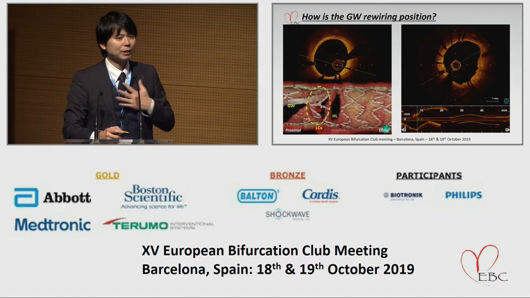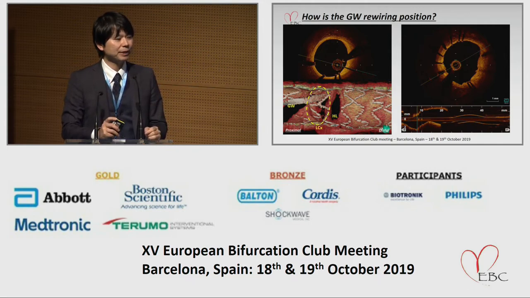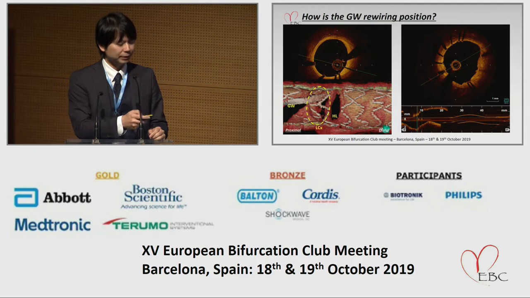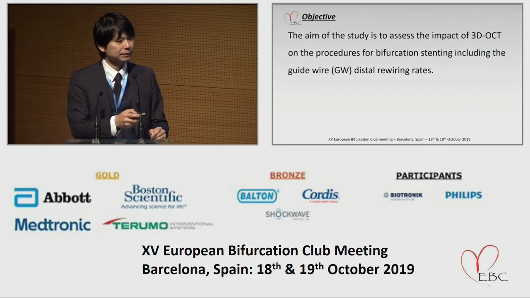It's very difficult for me to assess the guide wire rewiring position only with the 2D OCT image. However, the 3D image can reveal the rewiring position very clearly like this. This is the proximal rewiring and the distal rewiring.